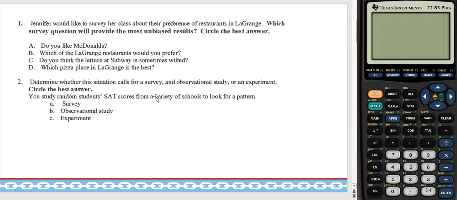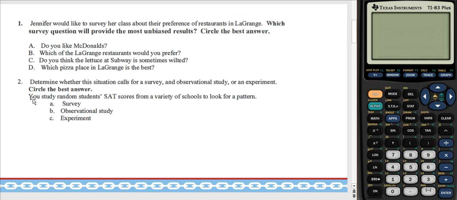Number 2, determine whether the situation calls for a survey, observational study, or experiment. Now remember, a survey is just gathering data, asking questions of people. Observational study is watching a situation and seeing what happens and gathering information that way, just by that observation. And then an experiment is where you are working with groups of people or items or animals or whatever, and changing the situation in some way, doing something to manipulate the situation.